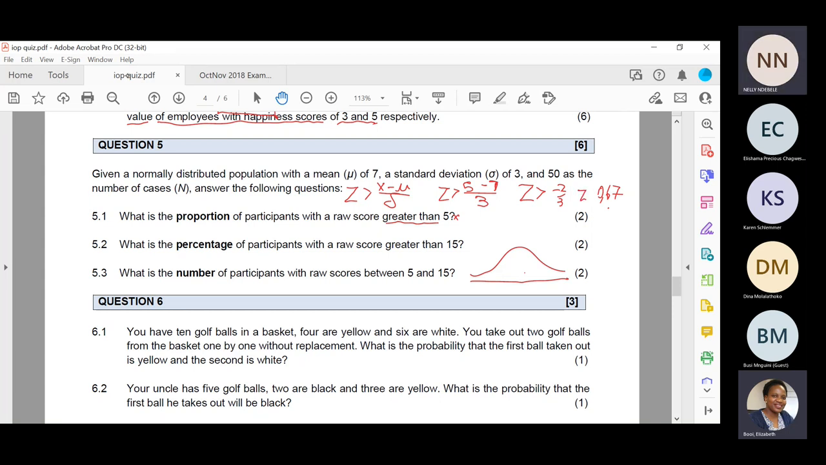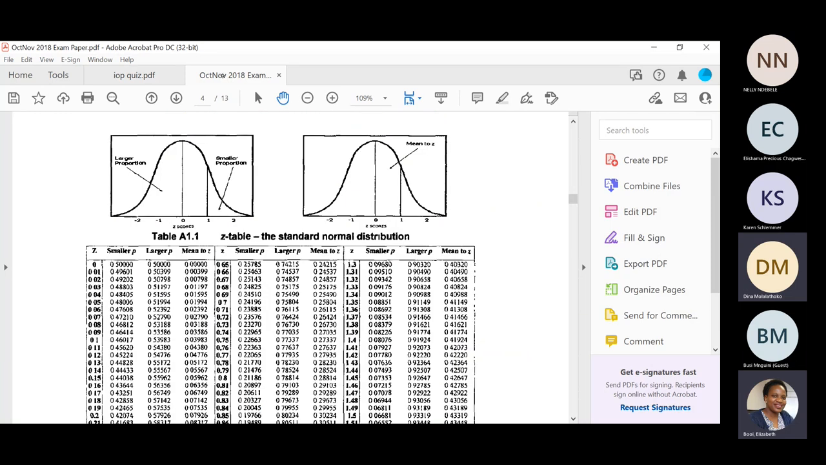It's Z of greater than minus 0.67. The sign says greater than, so it means the sign tells us that we need to divide this and shade this area because it says greater than. So, looking at the sign and the shaded area, our answer will be in there, the larger portion. So we need to go to the larger portion.